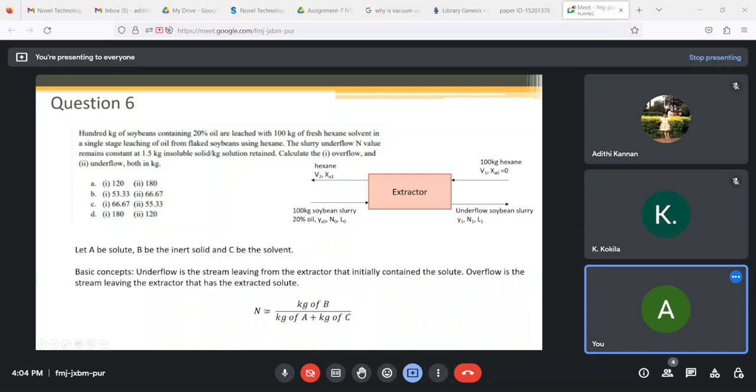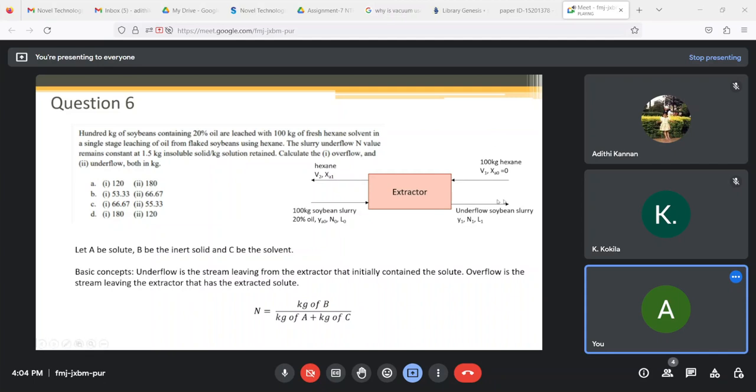But if you want to calculate N for the solvent, there is no solid at all in the solvent. It is only fresh hexane coming in. So you have only C here. There is no A, there is no B. In that case, N is always 0. You can't have solids in your solvent, because then everything will settle down. It doesn't make sense.